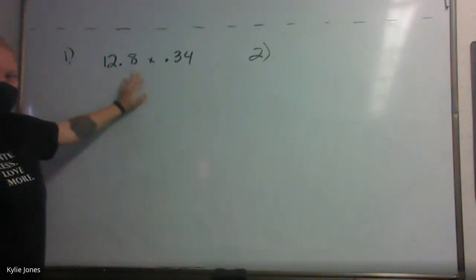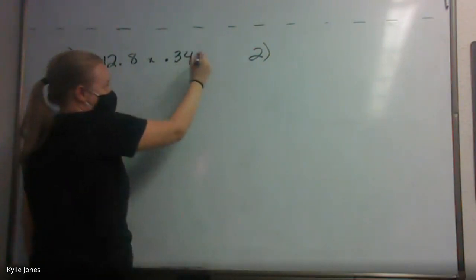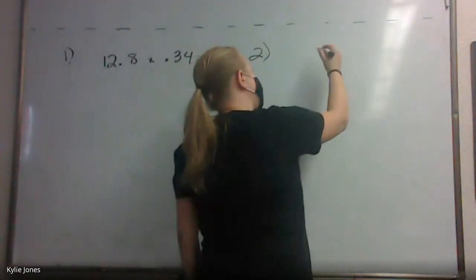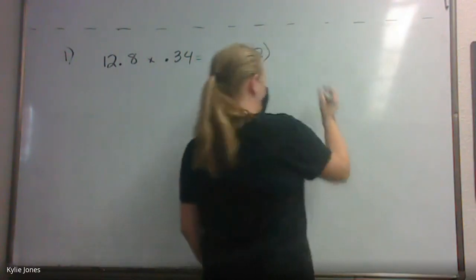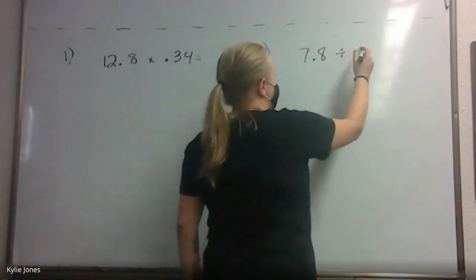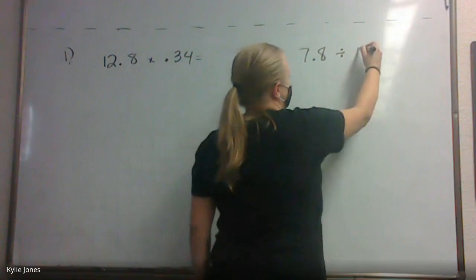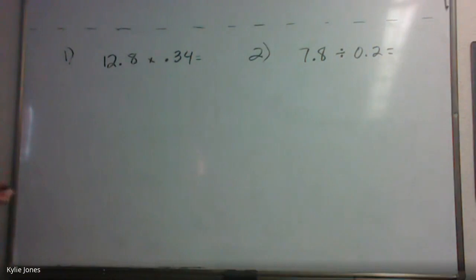All right, so here's our multiplication. Work on that one. Division. Let's see. Should have written these before. Let's do 7.8 divided by 0.2. There we go. So there's 2 problems there. It takes about 3 or 4 minutes. So we have 12 and 8/10 times 34 hundredths. And then our second one, division. 7 and 8/10 divided by 2/10.